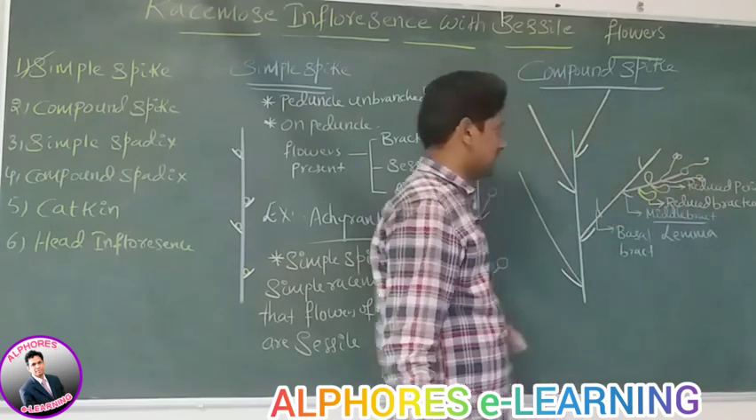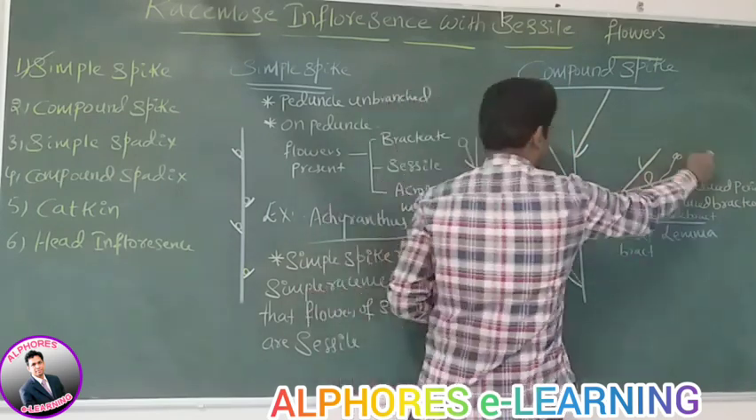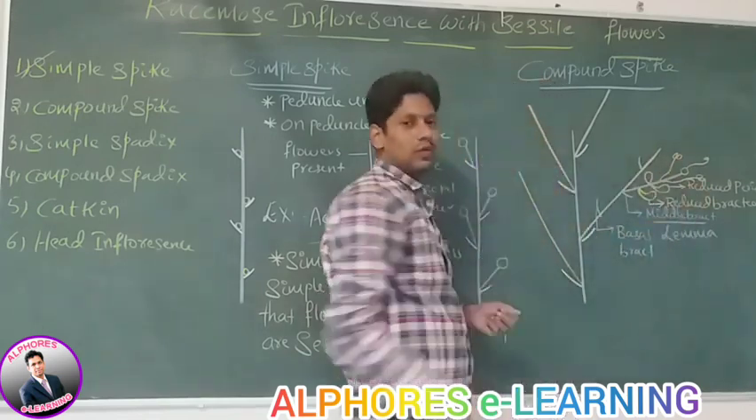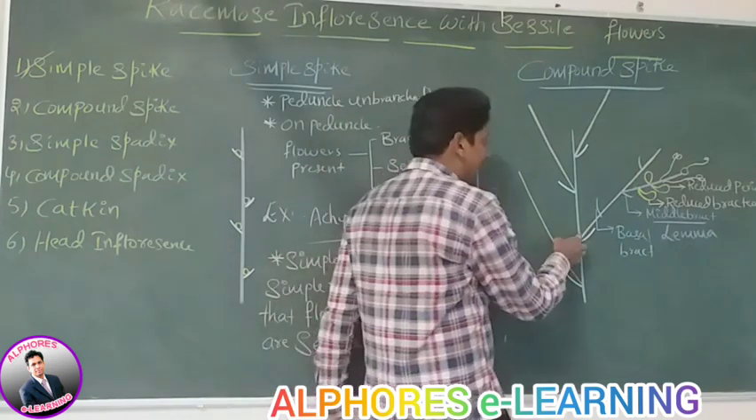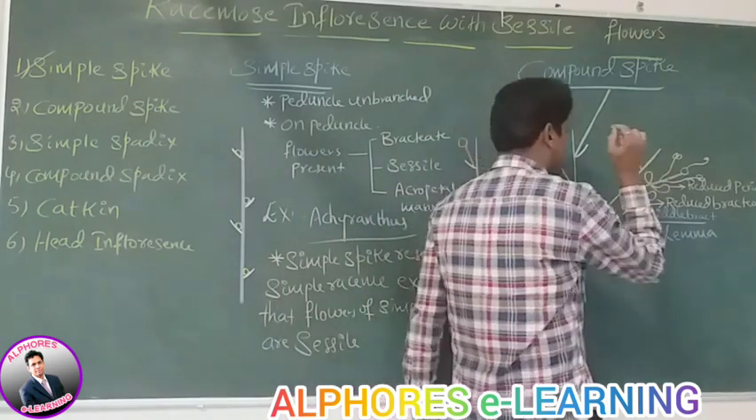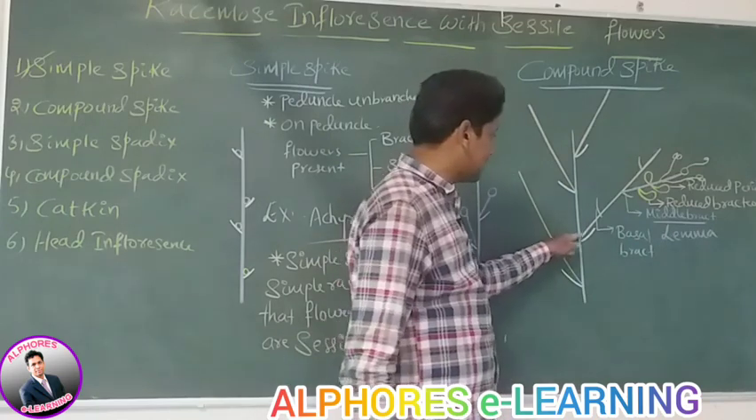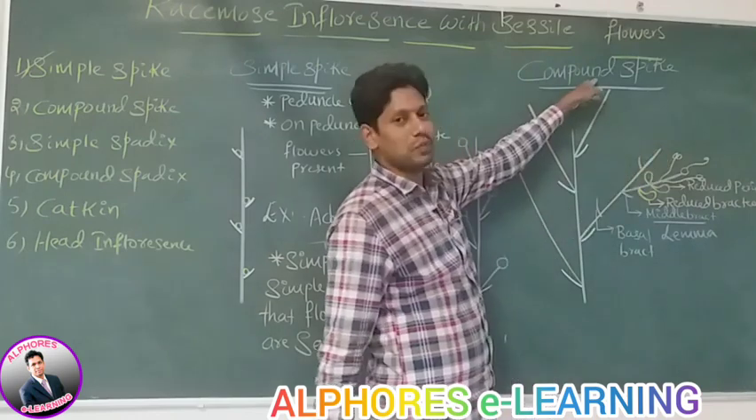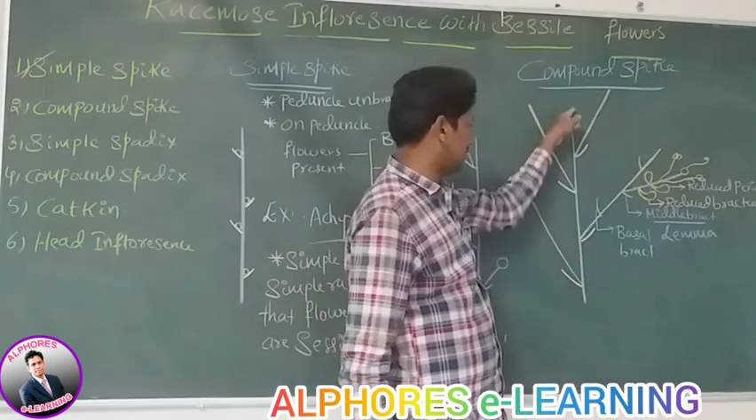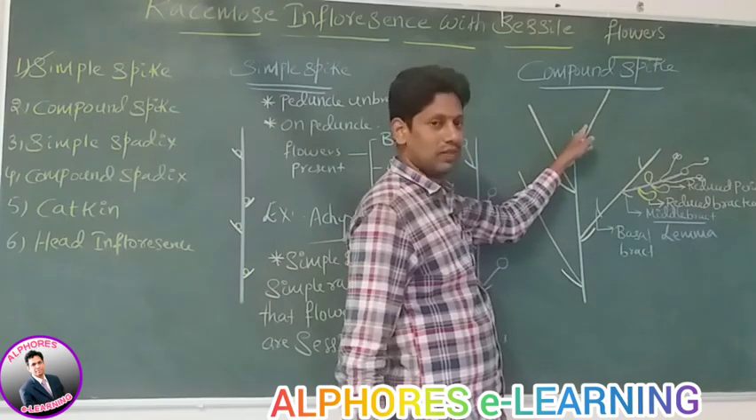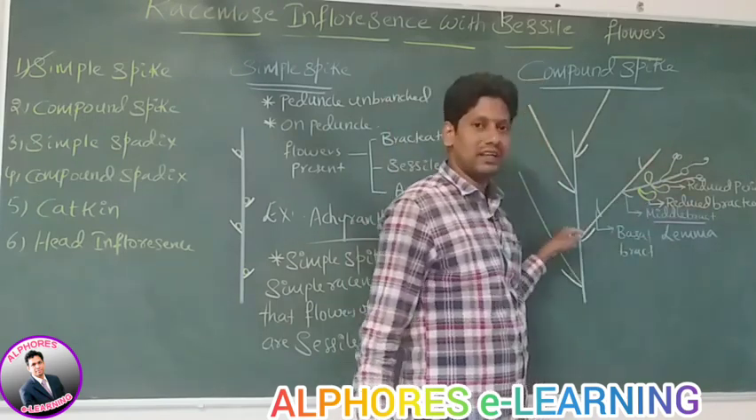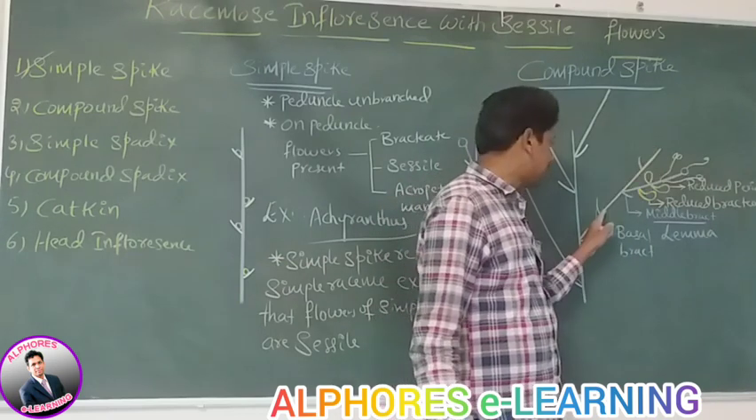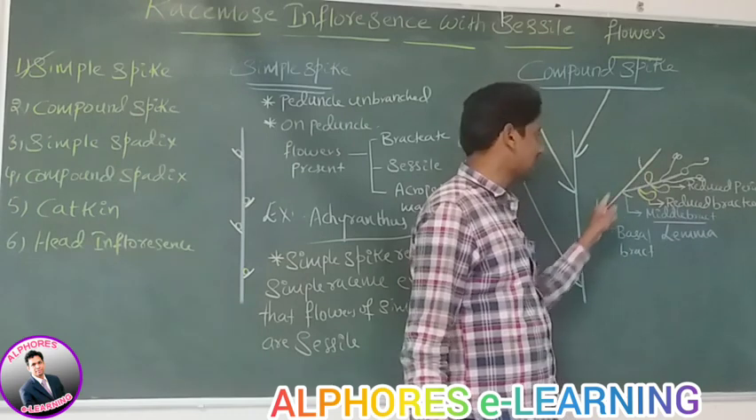This is a sessile flower. Now see this diagram. This is a branch. This branch is called a spikelet. The axis of this spikelet is called rachilla. This is a compound spike. This is the peduncle, which is branched. Each branch is called a spikelet. The axis of the spikelet is called rachilla. The bracts present on the branch are called glumes.